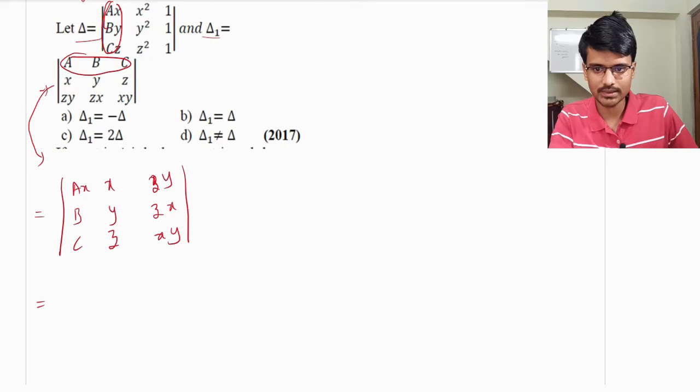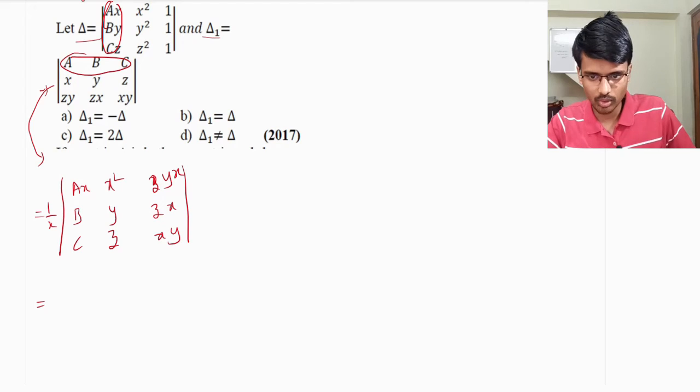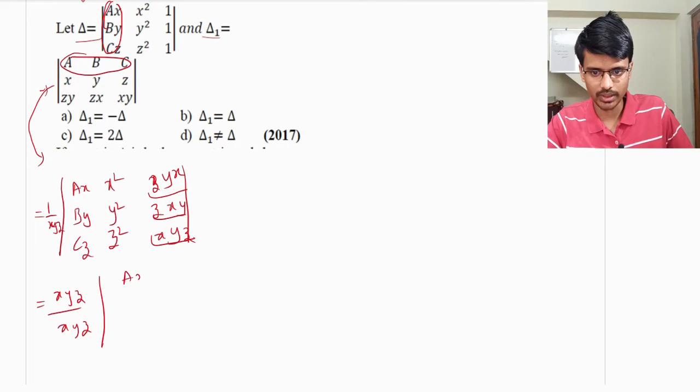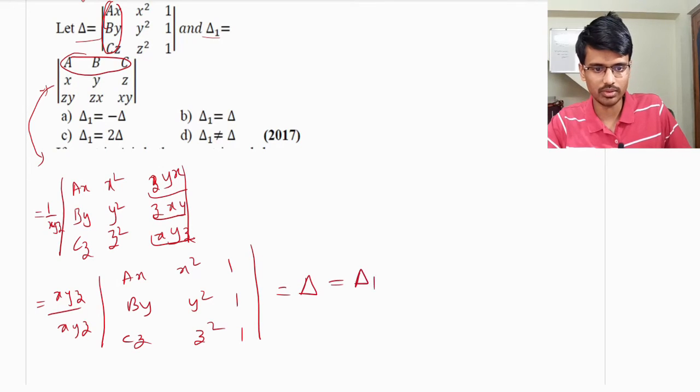Multiplying by x on the first row, and I have to divide at the same time. Okay, if I multiply, this is a determinant. In the second row I want to multiply with y, I have to divide, right? In third row I am multiplying with z, again I have to divide. So looking at this, I can take xyz common. If I take xyz common, xyz by xyz is equal to ax x square 1 by y square 1 cz z square 1. So this is nothing but delta, right? So delta is equal to delta 1.